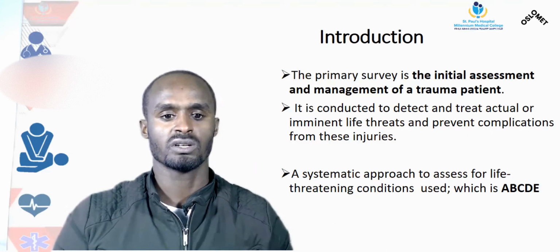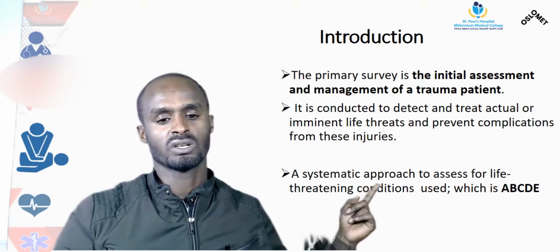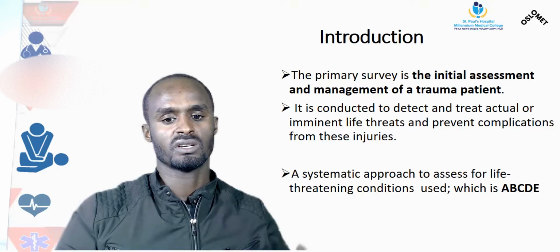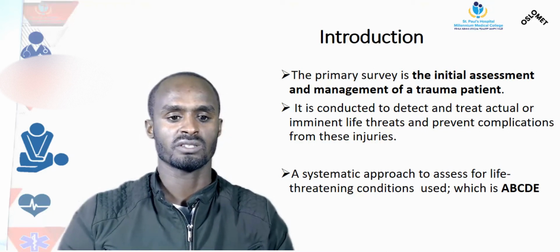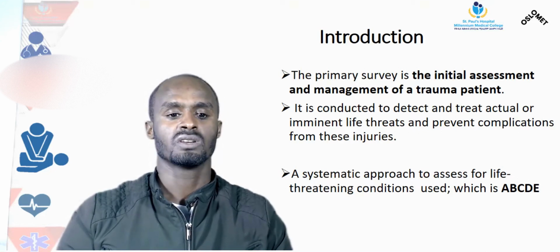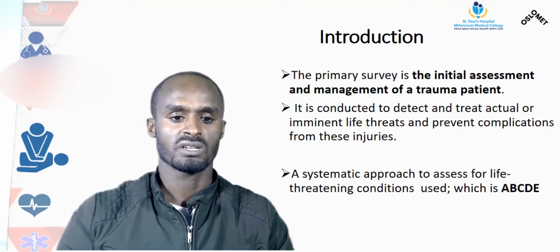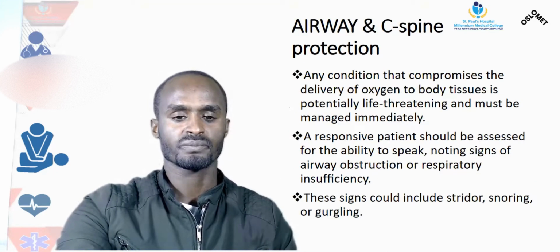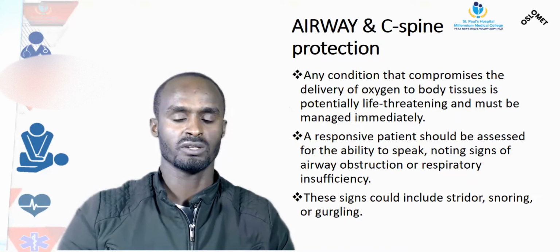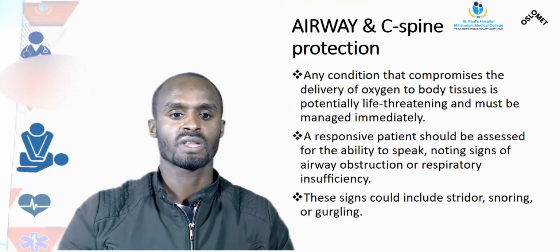It uses a systematic approach by using the ABCDE approach. A stands for airway and C-spine protection, followed by breathing and ventilation, then circulation. After that, disability, and E stands for exposure. Let's see each one by one.